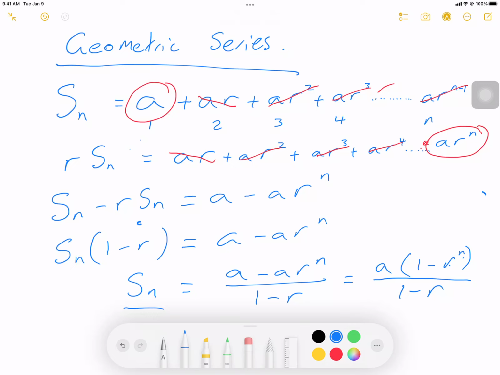You don't have to derive this yourself. You can just use what I have given you. And I hope that helps you to understand why.